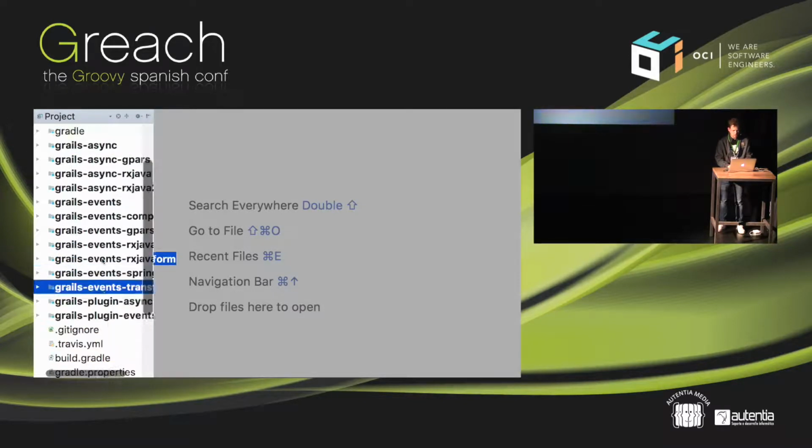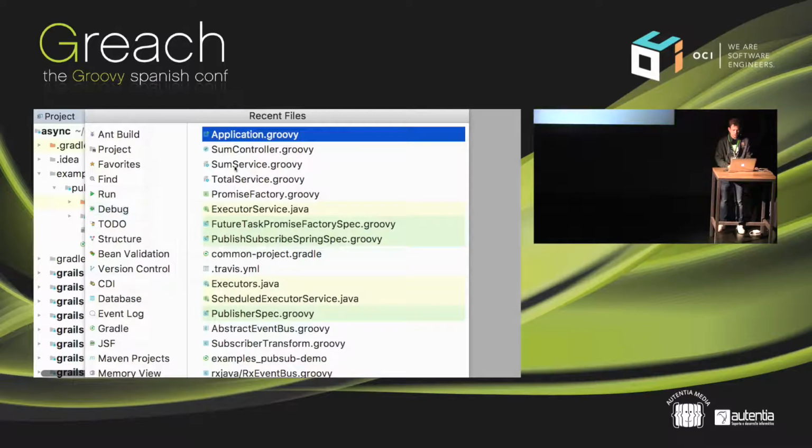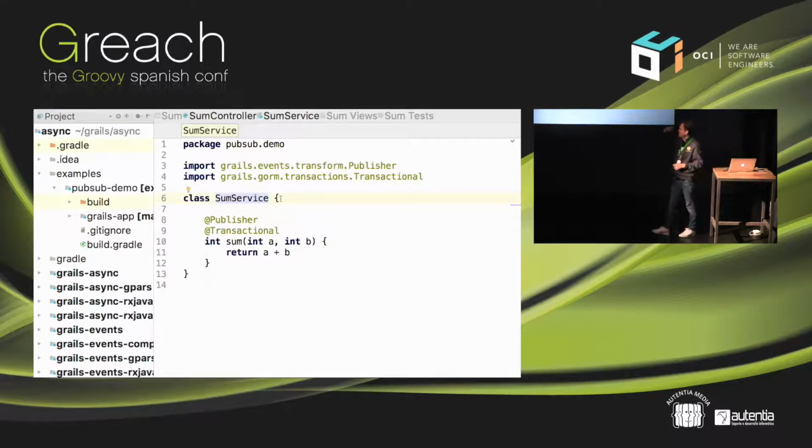So I have an example here where I have a sum service, and the sum service, forget the logic here, it's not really important, it just adds up two numbers. But the sum service is, as you can see, annotated with @Publisher, and it's transactional, okay? As it happens, the logic is not, but that's irrelevant.